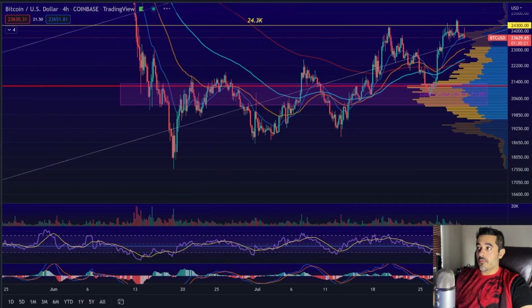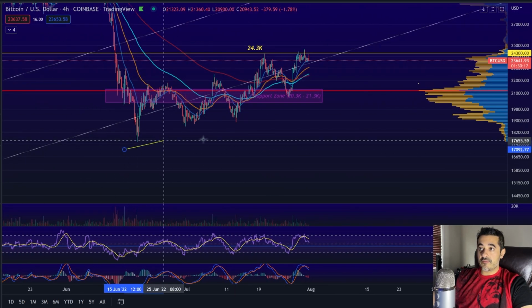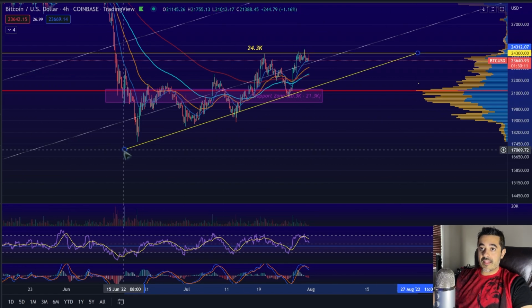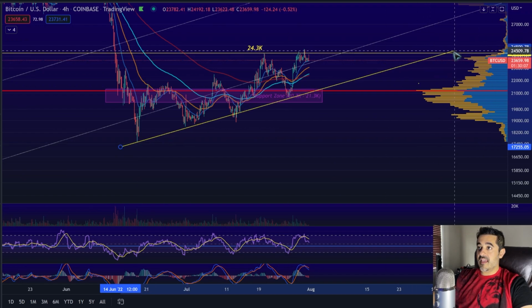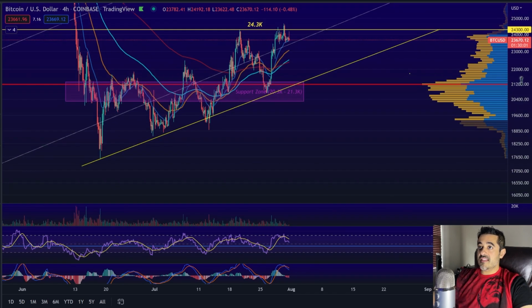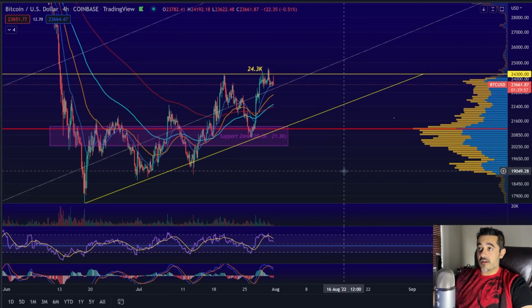But overall, what have we done? Overall, what we have done is this. We have set in this pattern here, right? We have started to set a bottom trend line, and that bottom trend line is trending up. Now, if that's the case, it stands to reason that we will continue to use this bottom trend line. This ascending wedge is a very bullish pattern.